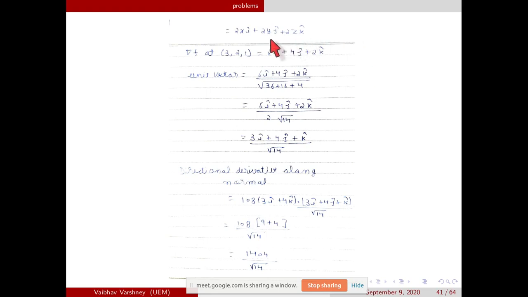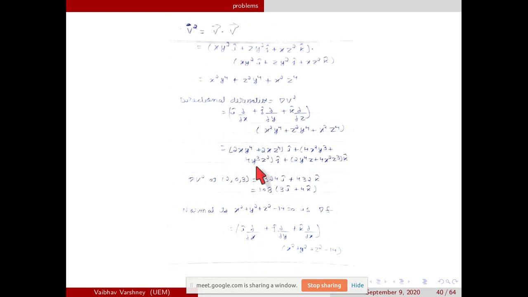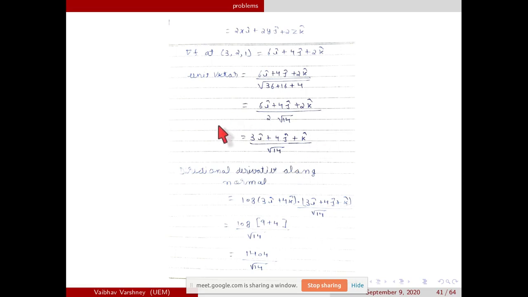So what we do is we will take the unit vector of this 6 i cap plus 4 j cap plus 2 k cap. For the unit vector we have to divide this vector by its magnitude, and the magnitude is 6 square plus 4 square plus 2 square. So after dividing by the magnitude, we will get 3 i cap plus 4 j cap plus k cap by root 14. And we have to calculate the directional derivative of this del v square along this direction.